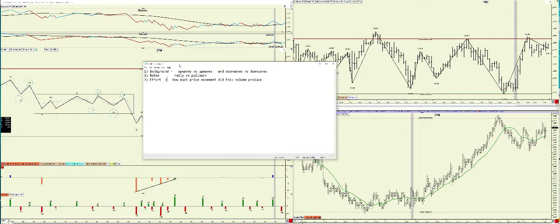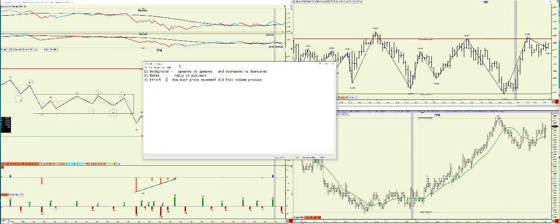So anyway, the point here is you're comparing up waves to prior up waves and down waves to prior down waves, and seeing how big the up wave is relative to the last X number of up waves, or how small the up wave is relative to the last X many up waves. Comparing up waves to up waves, down waves to down waves.